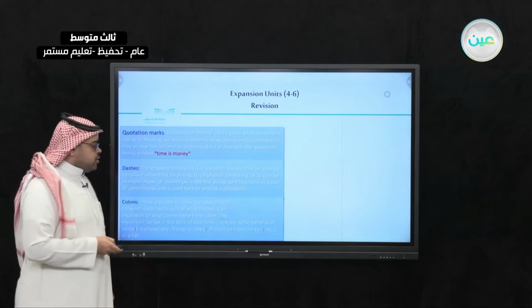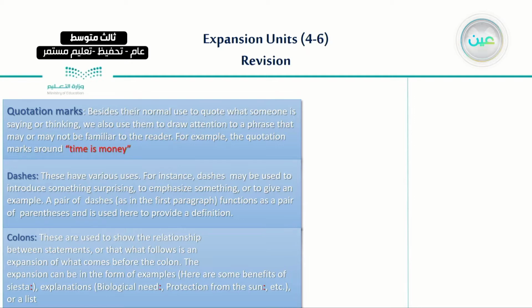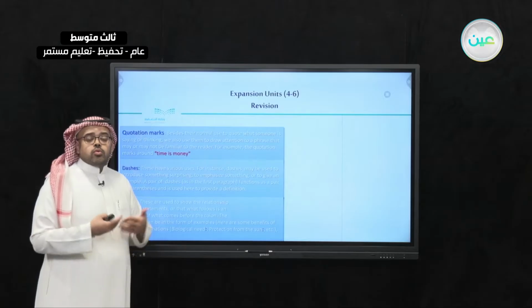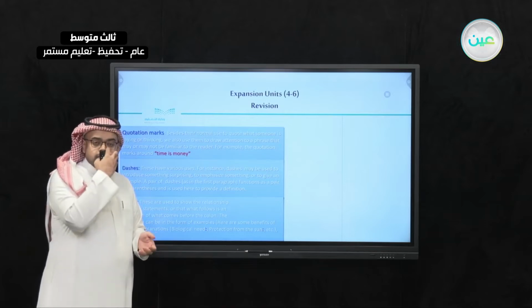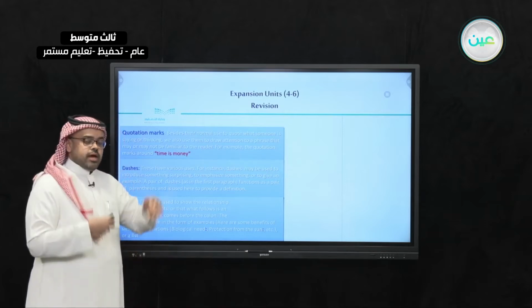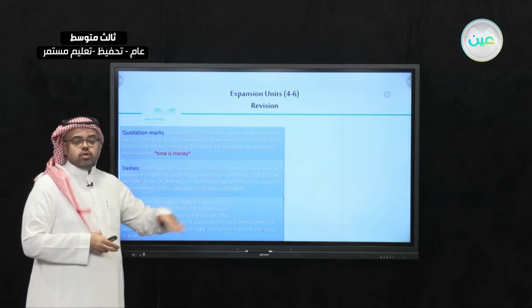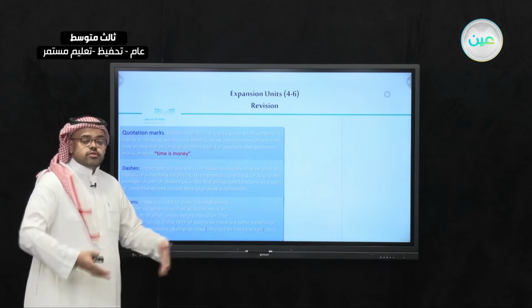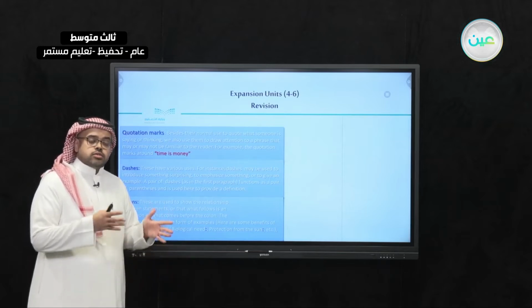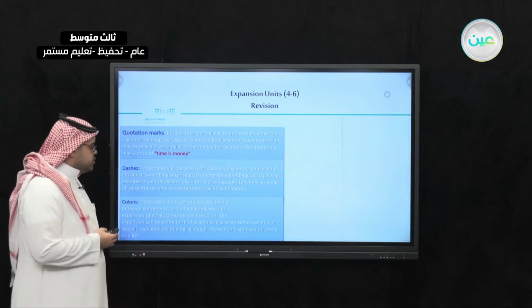And also with colons, we said that these are used to show the relationship between statements, or that what follows is an expansion of what comes before the colon. So for example, if you want to clarify something, we usually put a colon before we try to do it, or even when we want to list something that has more than one item, we usually put a colon before it for further explanation of that term or expression.